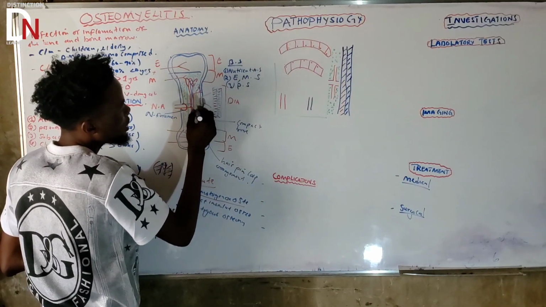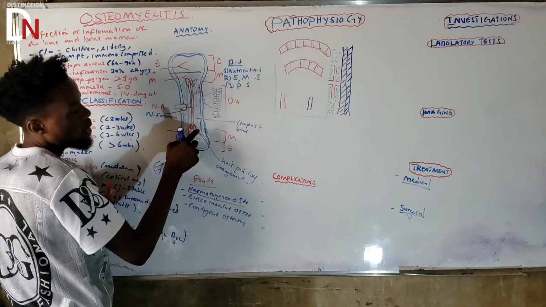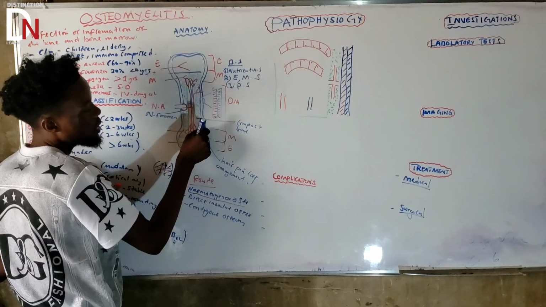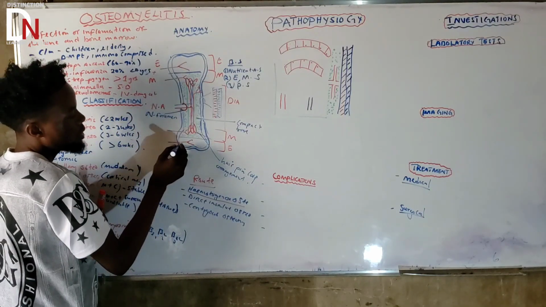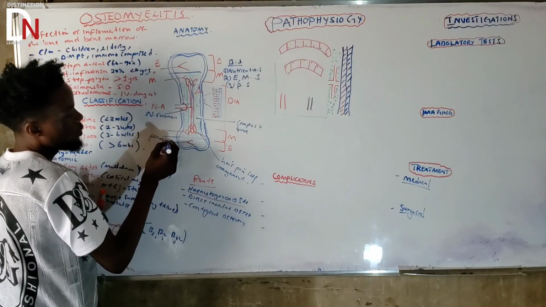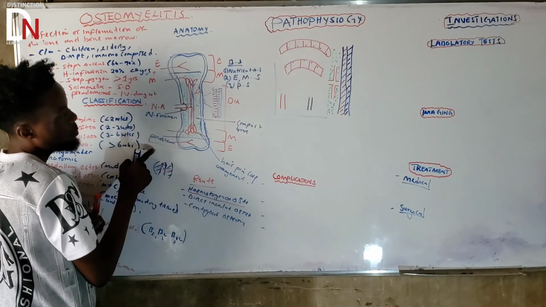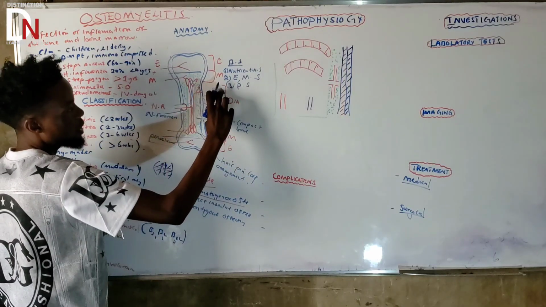What is this outer part now? These two lines, the one that covers and protects the inner parts of the bone, what do we call this part? We call it the periosteum. Now, if you talk about the periosteum, I've magnified it here.